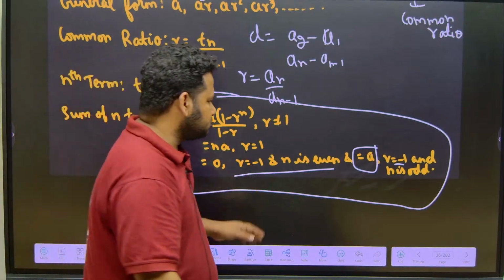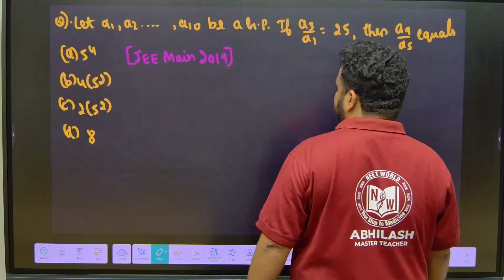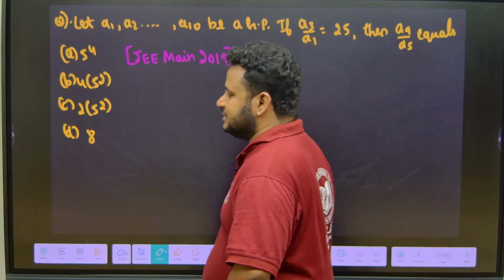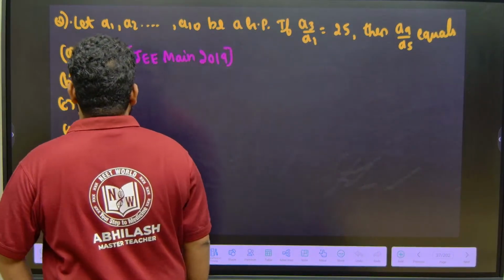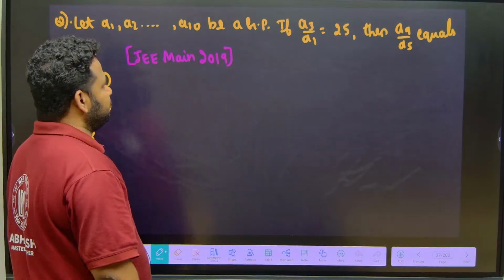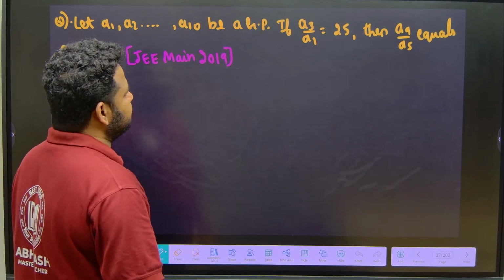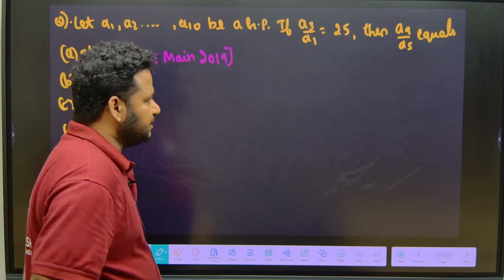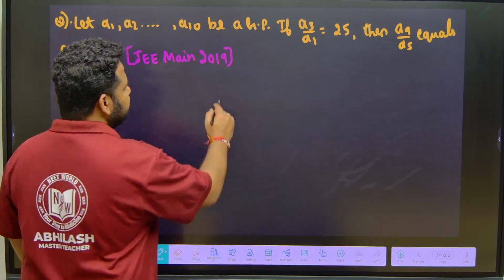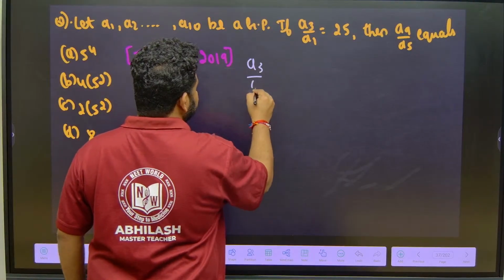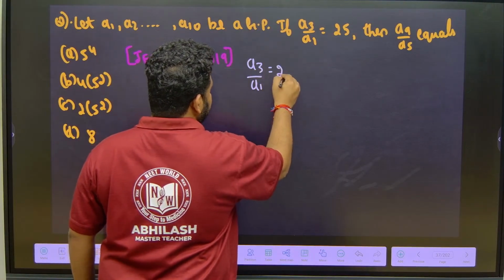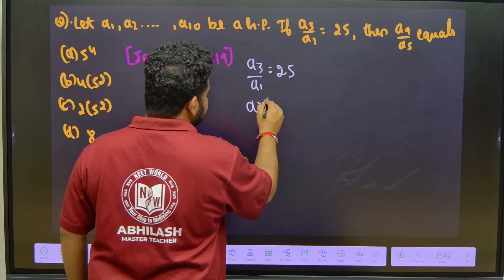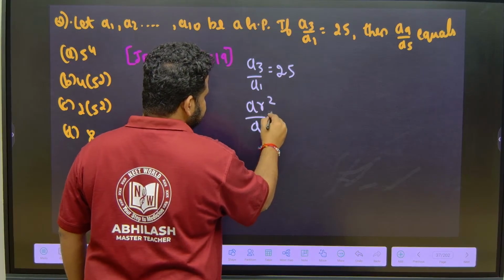Now let us move to some more concepts. Let us see some questions based on geometric progression. A1, A2, up to A10 are in geometric progression. If A3 by A1 is equal to 25, then they are asking us to find the ratio of A9 by A5. So A3 by A1 is equal to 25. I can write A3 as A R square, and A1 as just A, divided, is equal to 25.